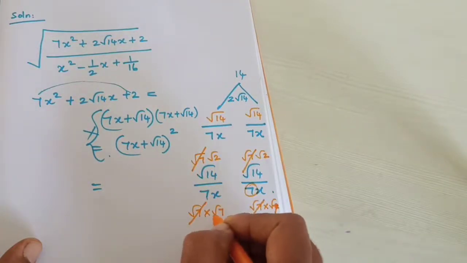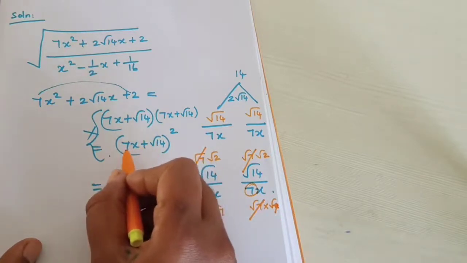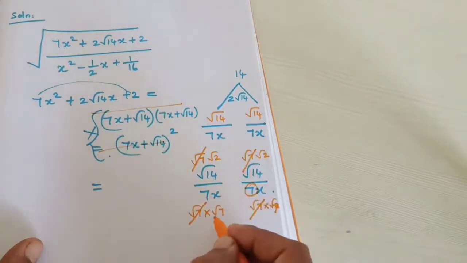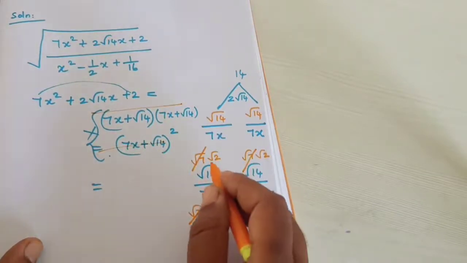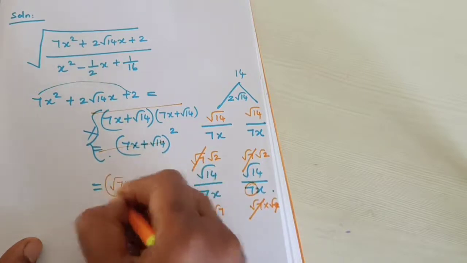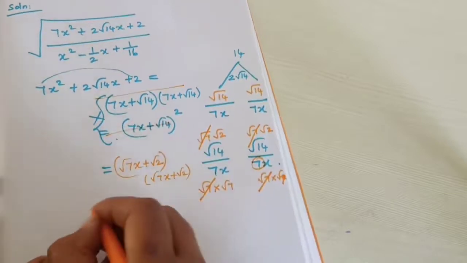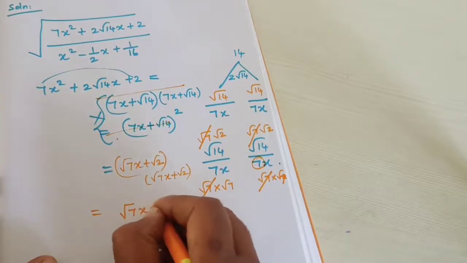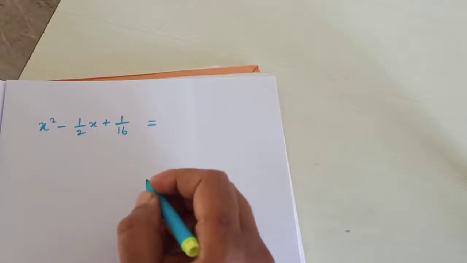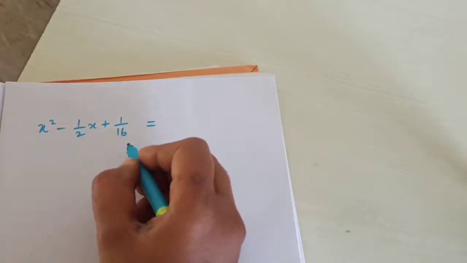So what is the final answer? If you write this step, we need to take 7 as common. So no need to write this step. This step also we can write. So root 7 x plus root 2 into root 7 x plus root 2, which is equal to root 7 x plus root 2 the whole square. Got it? And check the denominator term, x square minus 1 by 2x plus 1 by 16.